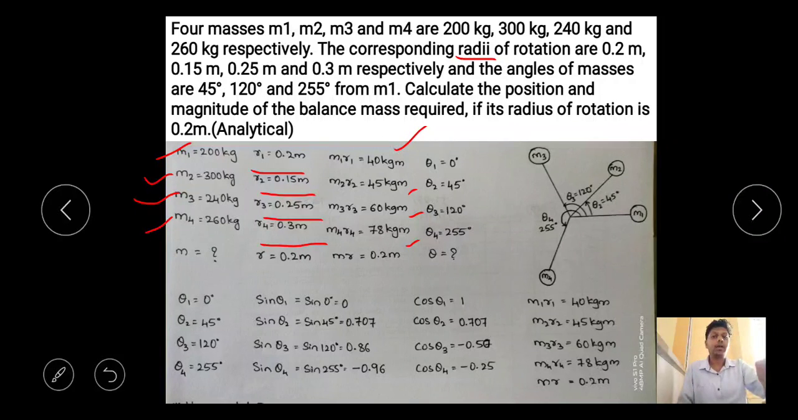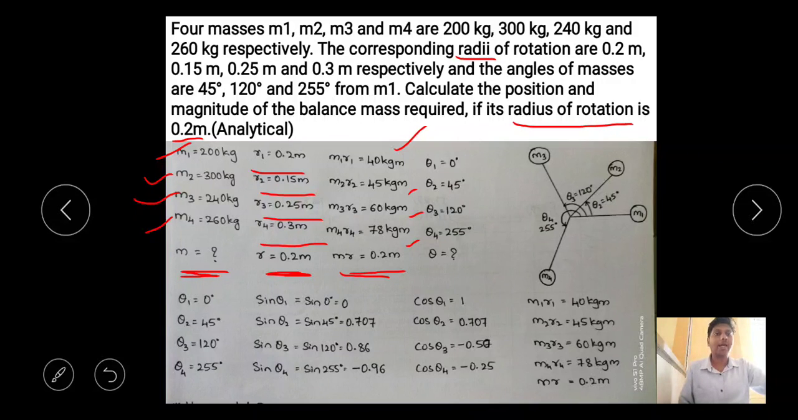Now in this problem what we have to find is the balanced mass m, and the radius of the balanced mass is given. The radius of rotation is 0.2 for the balanced mass. So it is m into r. Whatever you multiplied for the others, you have to multiply m into r, that is 0.2 into m, which is 0.2 m. These are the given data.